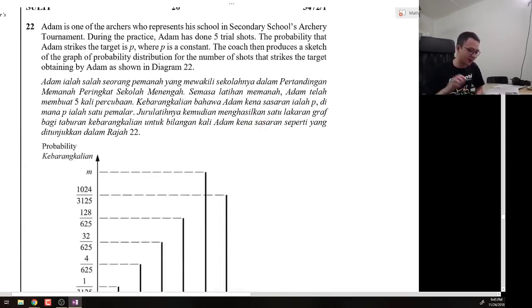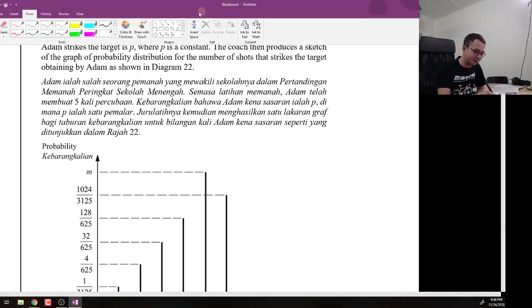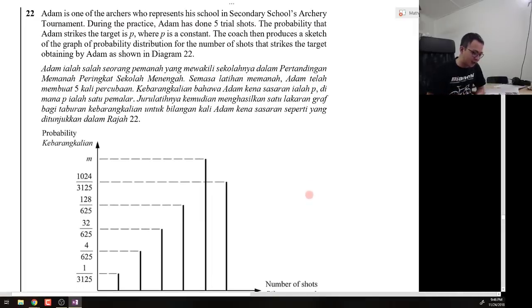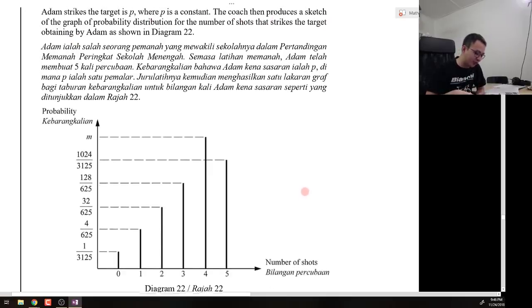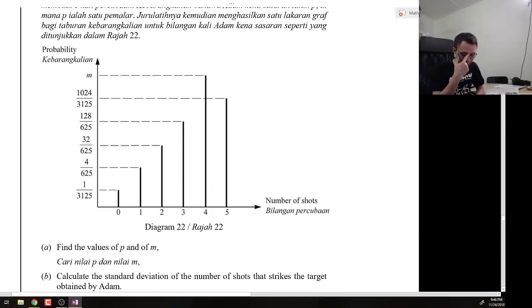Alright, let me move on to the next question. Adam is one of the archers who represent his school in the secondary school archery tournament. During the practice, Adam has done 5 trial shots. The probability that Adam strikes the target is P, so P is a constant. The coach then produced a sketch graph of the probability distribution for the number of shots that strike the target obtained by Adam. Alright, so over here, the question asks me to find P and M.